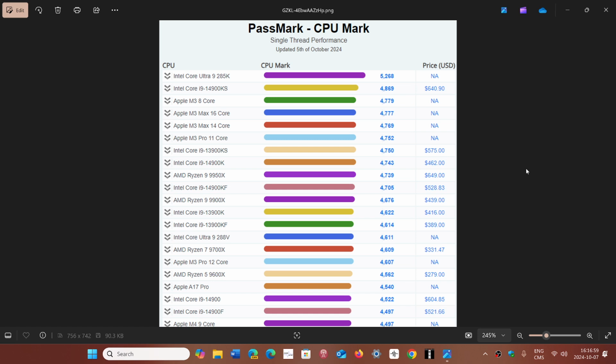hard times right now. So the tests have been done with Passmark CPU Mark, which were done on single thread performances, and they seem to tell a story here that things could be quite interesting in terms of PC power in the near future. So I'll be checking that out.